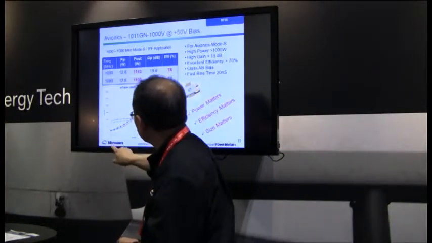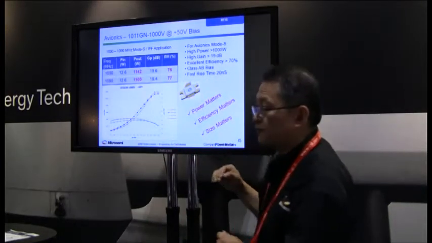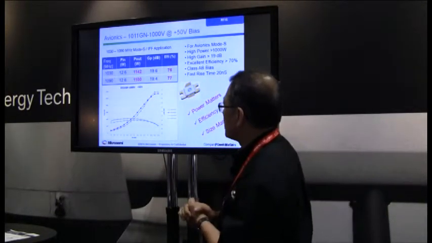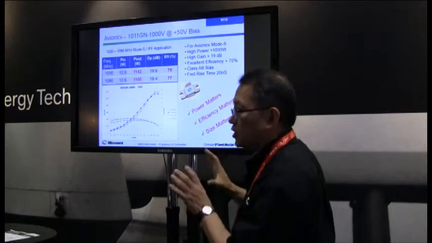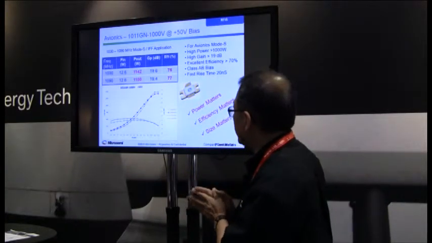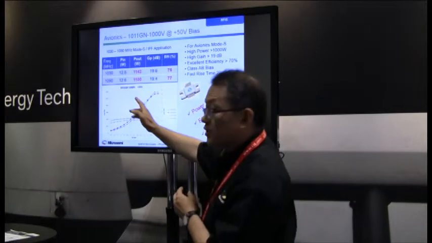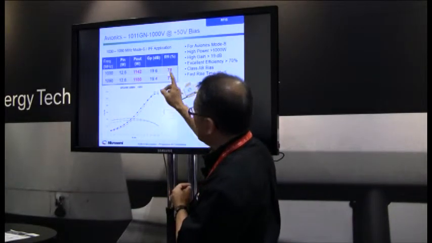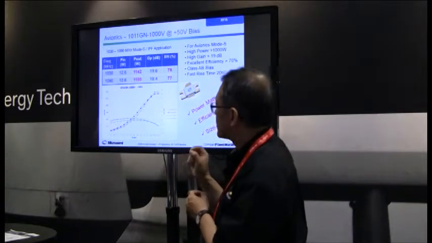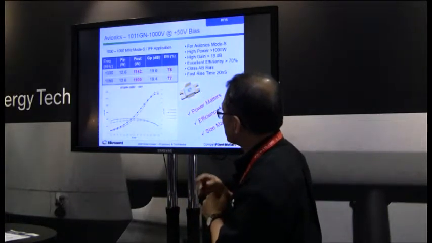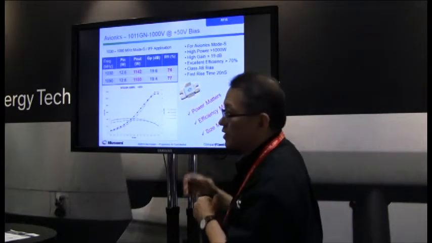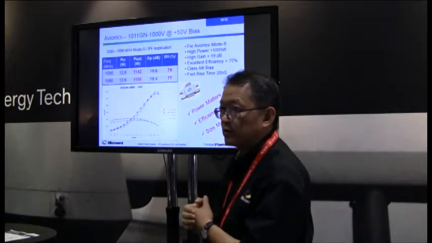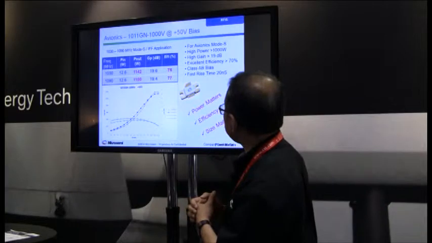So on that note, we move to the next level. 700 watts last year. This year we introduced 1,000 watts. A single transistor, not a Gemini package, not push-pull combined. A single-ended device at 1030 to 1090 megahertz. We can achieve 1,000 watts at 50 volt bias. This is the first 50 volt bias device to achieve such a high gain, with 19 dB of gain, extremely high gain, and also 75 to 77% efficiency.